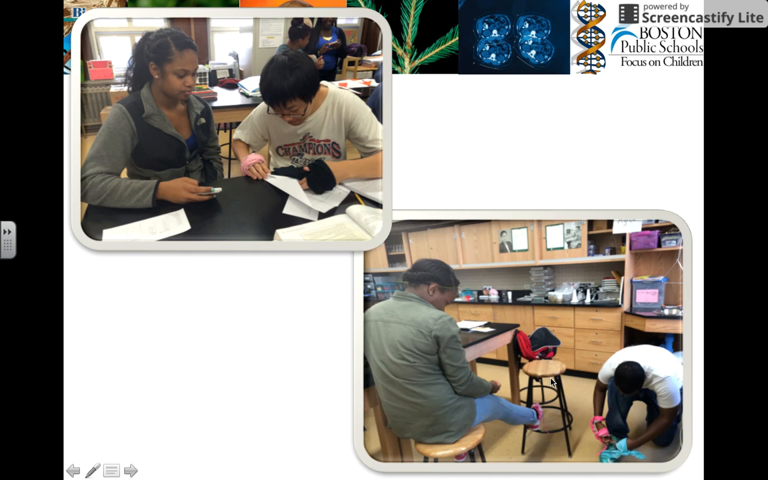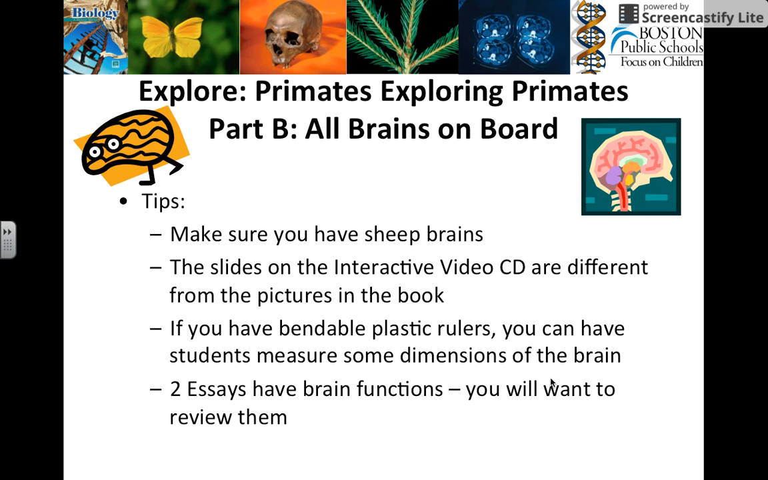It's important to give time for students to make sense of the data, have some discussion, and have them write about their conclusions and what happened in the activity. The second part of this, Primates Exploring Primates, is all brains on board. So it's important to check that you actually have sheep brains at your school. You could have them do the lesson just from pictures, both in the textbook and the online slides. It's a different experience, though, when they can actually put their hands on the sheep brain.